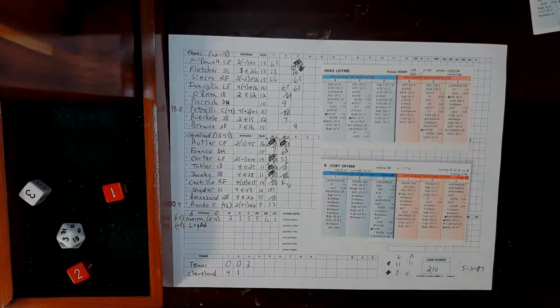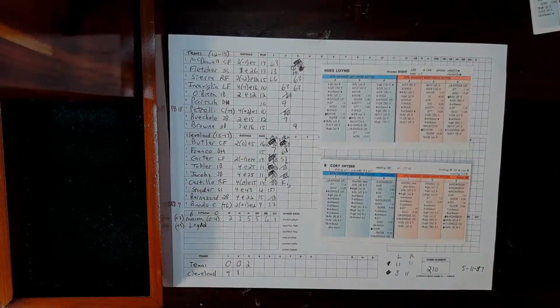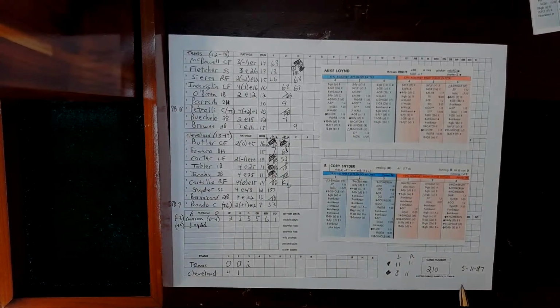Loynd on the replay is 2-1 with no saves, a 6.35 earned run average. He had a 6.10 in real world. 23 innings pitched, 28 hits, 8 walks, and 18 strikeouts. Hello, Chuck. Good to see you.